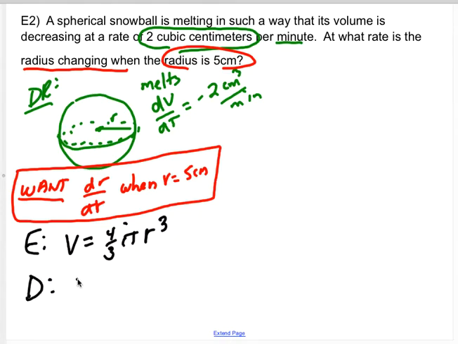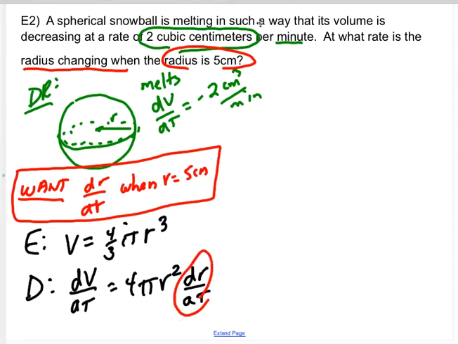When I differentiate with respect to time, I'm going to get dv dt. Now notice that the 4/3 pi is just a coefficient. So I'm going to get 4 pi r squared dr dt because I differentiated stuff that wasn't t. So I want this. I know this was given right there, and I know r because r was given right here. So that's really my entire job, to just plug in and solve.